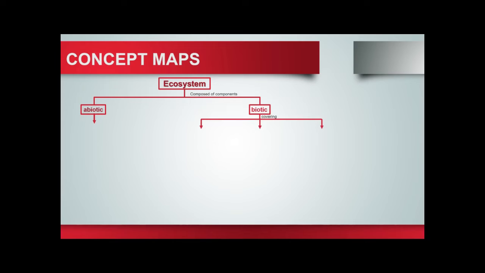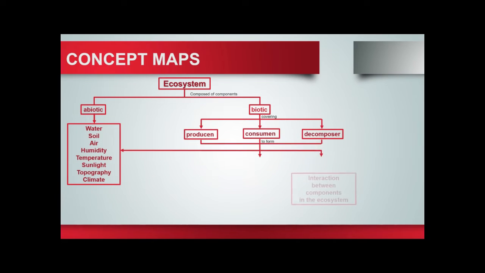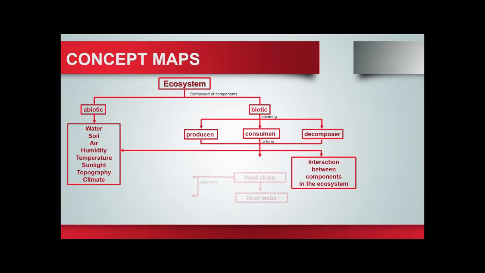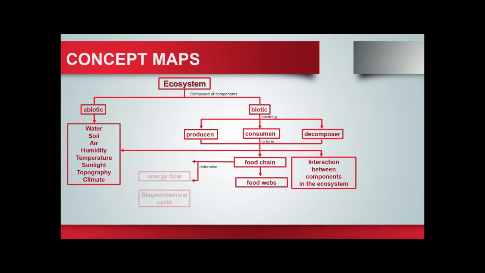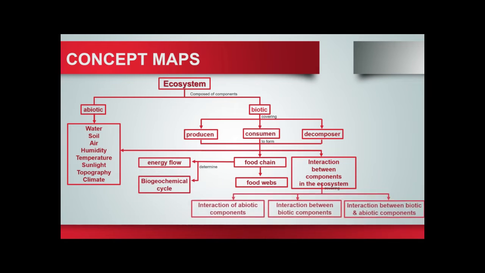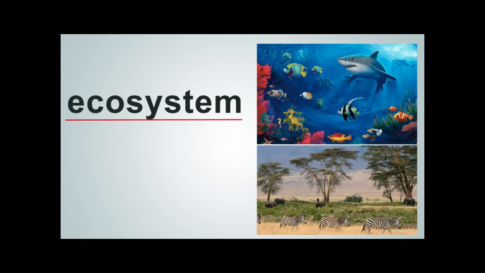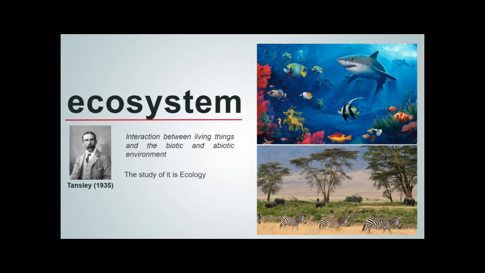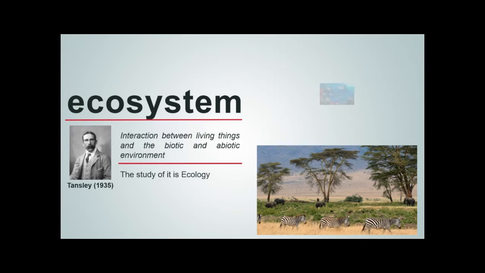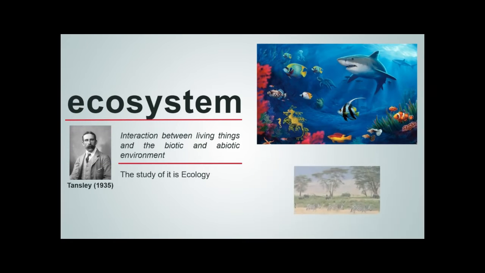In this chapter, we will talk about ecosystem. This is the concept map of ecosystem, and you can look here, it explains the general information of ecosystem. Ecosystem is part of ecology. According to the opinion of Tansley, ecosystem is the interaction between living things, biotic elements, abiotic elements, and the environment.